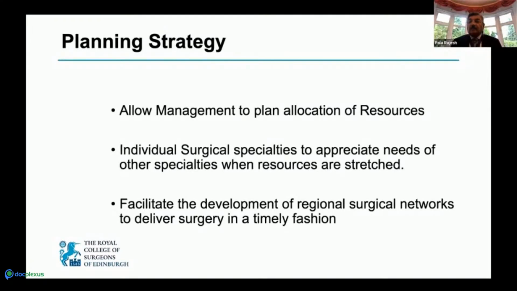It allowed the hospital managers to plan allocation of resources, and individual surgical specialties to appreciate the need of the other specialties when operating resources were limited. If there were various specialties with few operating theaters available on the day, we could then work out a way in which we could allocate operating time to the appropriate specialty with the need. And it also facilitated the development of regional surgical networks to deliver surgery in a timely fashion.